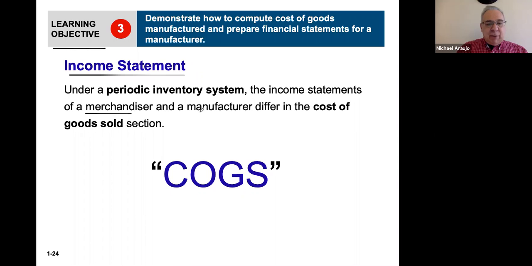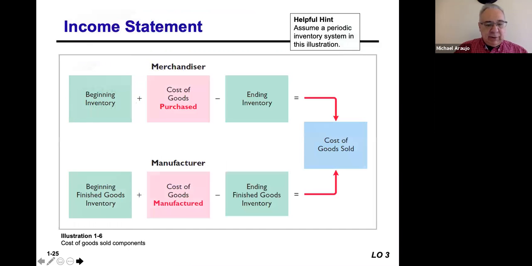Both manufacturer and merchandiser have a cost of goods sold section, but as you'll see, it's just slightly different. For a merchandiser, and this is from your financial accounting, the cost of goods sold was always your beginning inventory plus your cost of goods that you purchased to bring into the store for sale. Then after a period, you looked at what you had left and the rest you sold, so it was your cost of goods sold. For a manufacturer, again, they're the ones who are making the product.